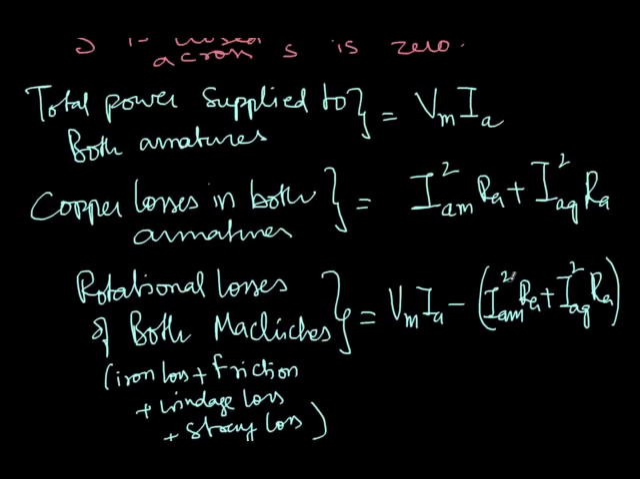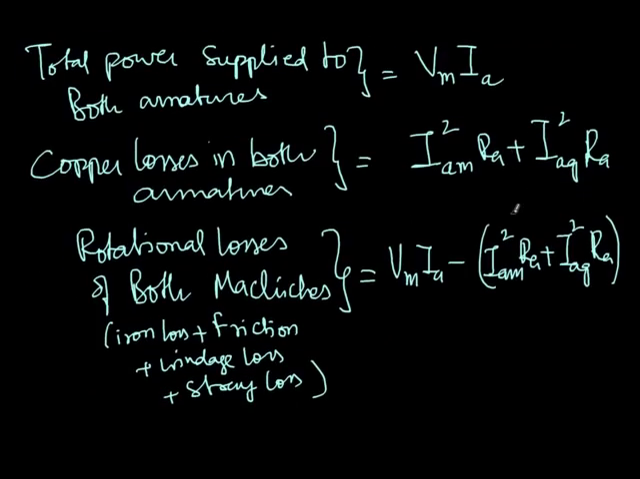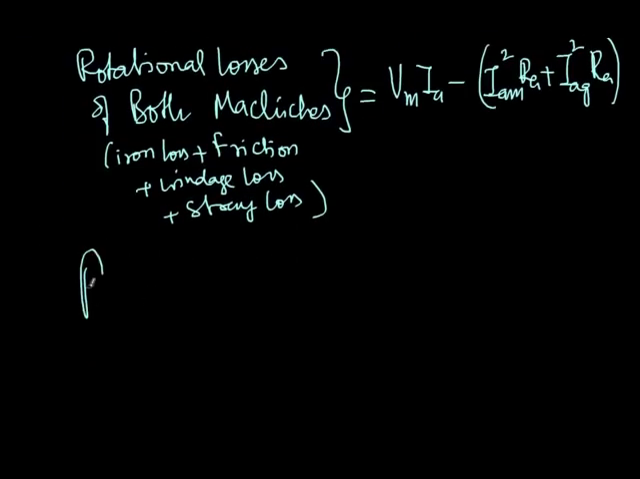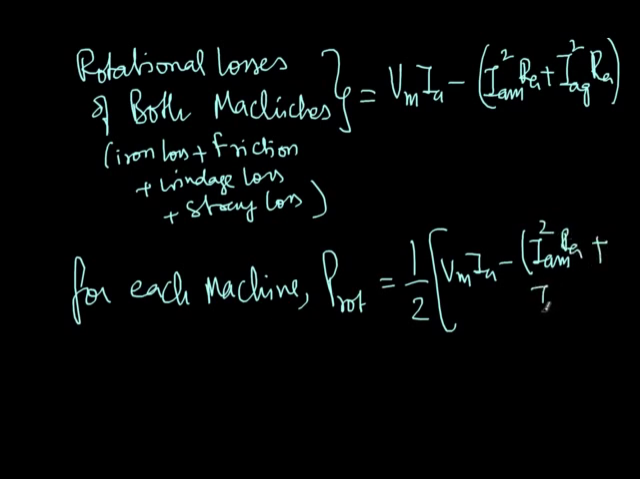Now, assuming that the rotational losses are equal in both the machines because both of them are running at the same speed, rotational losses per machine, P rotational per machine. So for each machine, P rotational is equal to half of all this: Vm IA minus IAM square RA plus IAG square RA. So I hope this is now clear. Now I got the rotational losses.